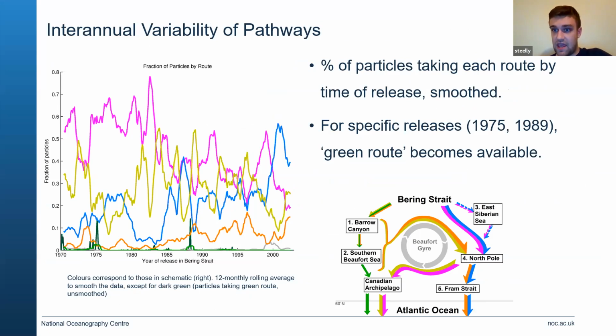What we are seeing is a very binary on-off kind of regime where, specifically with this green route, the one that hugs the American coastline and avoids the transpolar drift, this is either open or closed to a significant number of particles. And what we're suggesting is that atmospheric forcing, specifically large-scale cyclonicity in the Arctic, is what's responsible for either opening or closing this route.